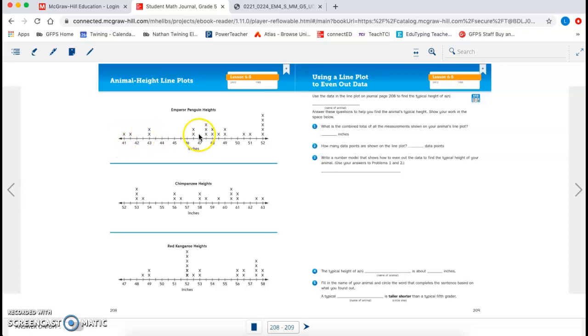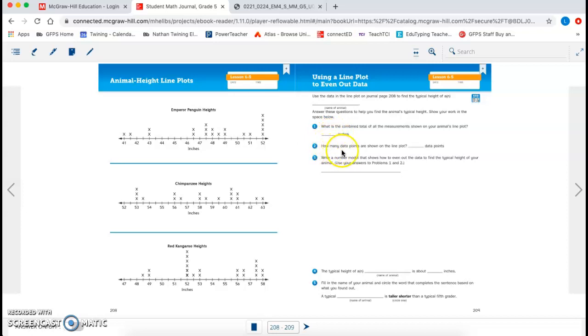I'll continue to go down to see how many I have of each one, and I will add all of those numbers together. So if I look at the x's, I should have 1, 2, 3, 4, 5, 6, 7, 8, 9, 10, 11, 12, 13, 14, 15, 16, 17, 18, 19, 20, 21. I should have 21 total numbers I'm adding together for emperor penguin heights. Okay? When I've added all of those numbers, I will say what the combined height is in inches.